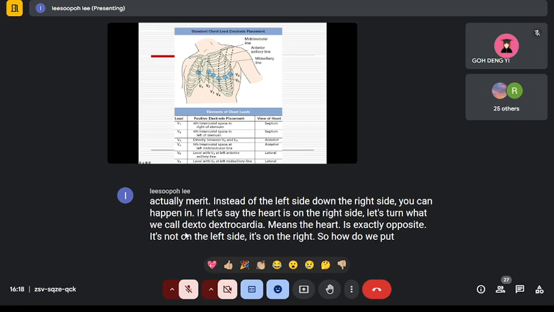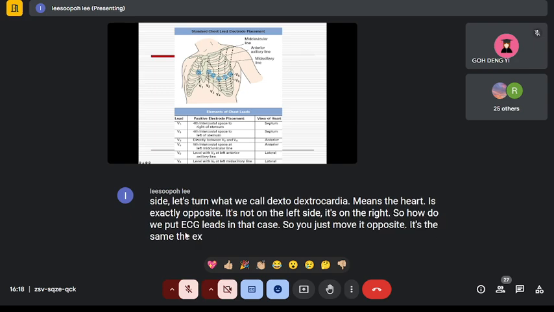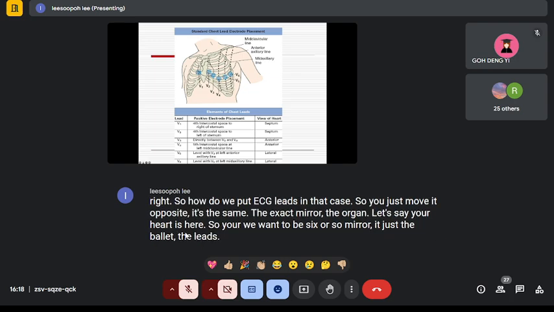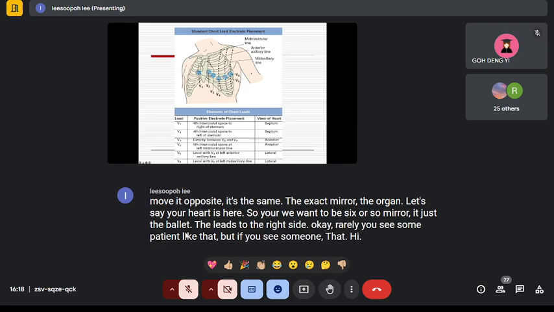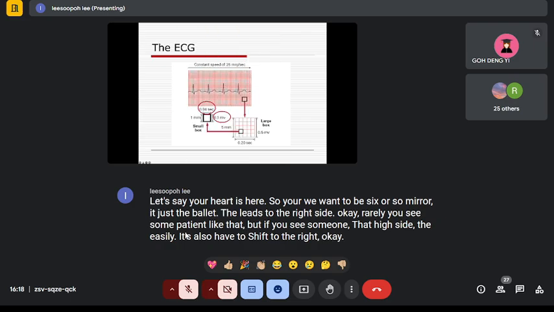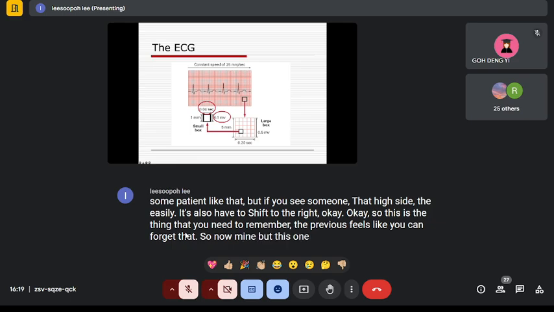So how do we put the ECG leads in that case? You just move them opposite. It's the same, the exact mirror of the organ. Let's say your heart is here, so your V1 to V6 are also mirrored. Just flip the leads to the right side. Rarely will you see a patient like that, but if you see someone with the heart on the right side, the ECG leads also have to shift to the right. So this is the thing that you need to remember. The previous few slides, you can forget, never mind. But this one is important.